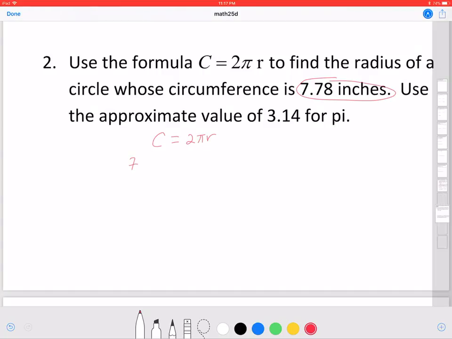So 7.78 inches equals 2 pi r. To solve for r, we need to divide this by 2 pi. Now, don't be confused by pi. Pi looks like a variable, but it's not. It's a constant number. So we see the expression r is simply 7.78 divided by 2 pi.